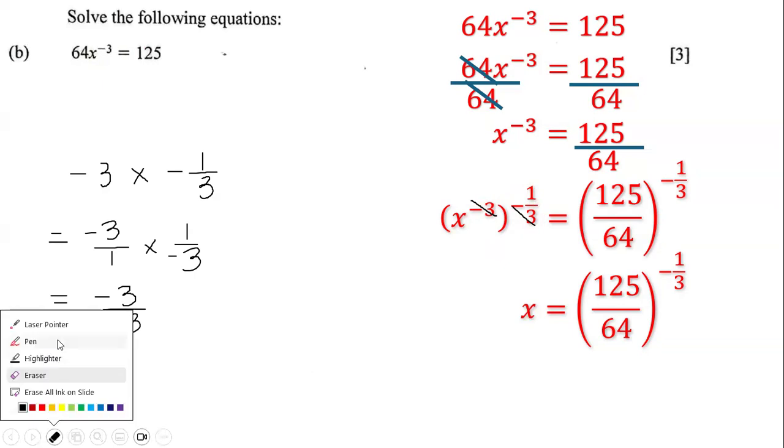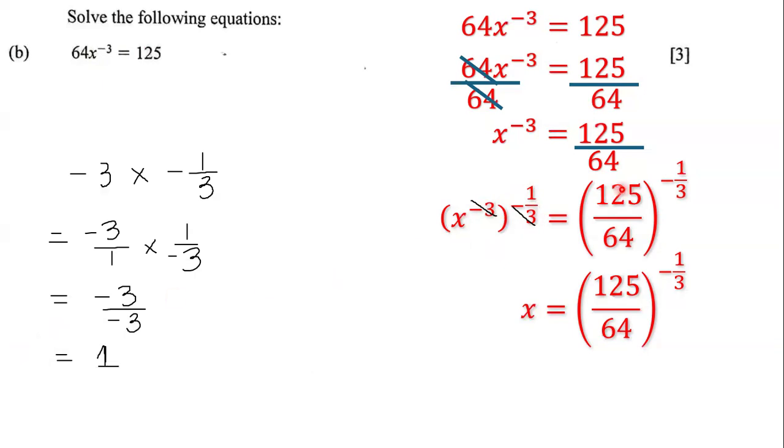Now, whatever we do to the left-hand side, we must do to the right-hand side. So if we raise this to the power of -1/3, we have to raise this side to the power of -1/3, and that's exactly what we did. And so that means that x is equal to 125 divided by 64, all raised to the power of -1/3.